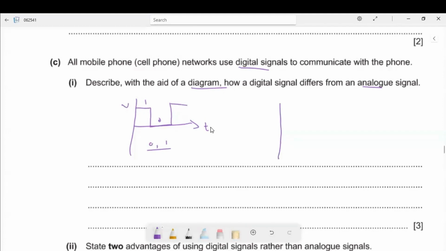And in the case of analog, with respect to time, for example, I am taking a sine wave. It will be varying with respect to time. The value at each instant will be different in the case of an analog wave. You can draw some sine wave. This is also an analog wave. So it will vary with respect to time.